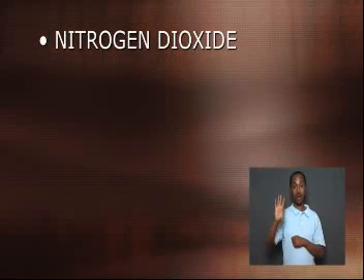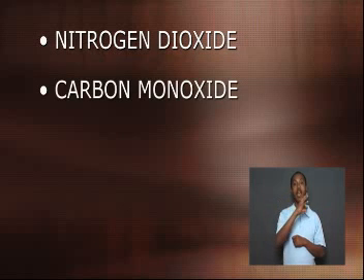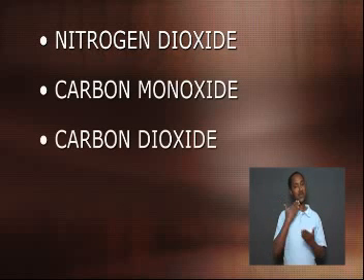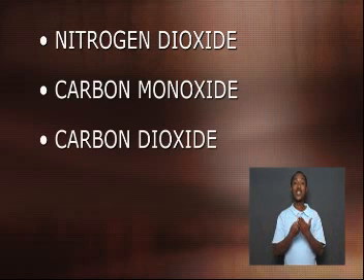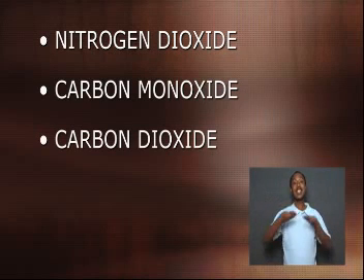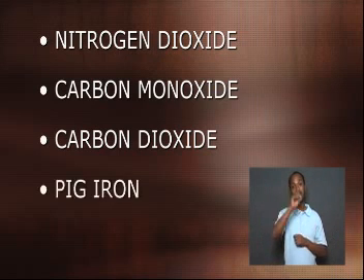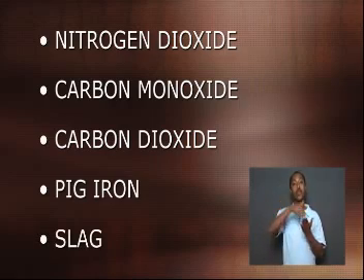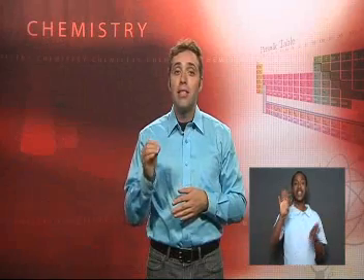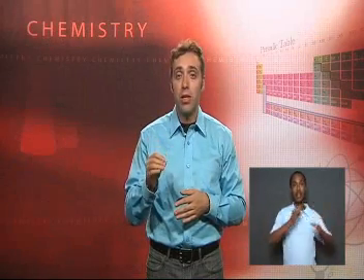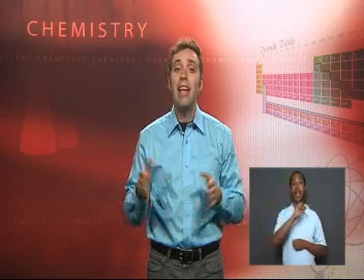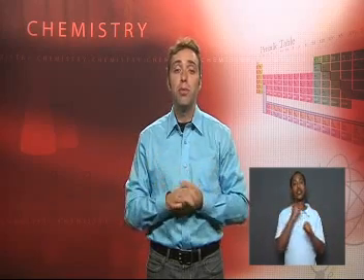Hello again, students. If you circled nitrogen dioxide, carbon monoxide, and carbon dioxide, good job. All of these are waste gases that are released during the extraction of iron. If you circled pig iron and slag, you are also correct. The iron that is tapped directly from the blast furnace is called pig iron, and slag is a byproduct of the extraction process that is also tapped off. It is used to produce cement.